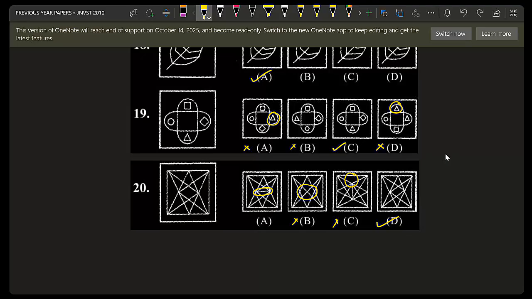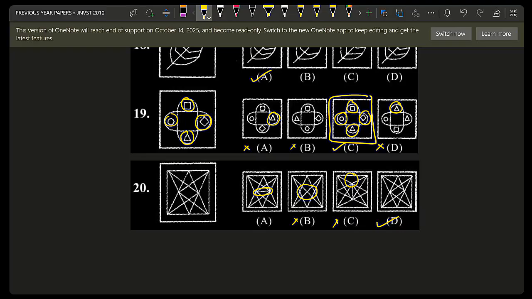Shrihita. Yes. Sir, can you explain the 19th one? In the 19th one, the exactly matching figure is C in all the directions: square, square, rhombus, rhombus, triangle, triangle, circle, circle. That's it. Everything is matching. Okay, sir.